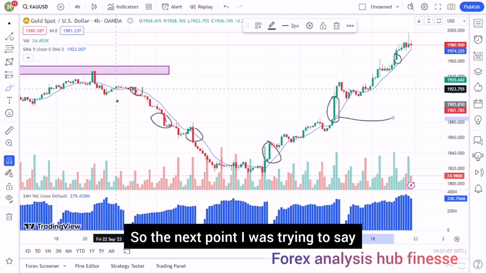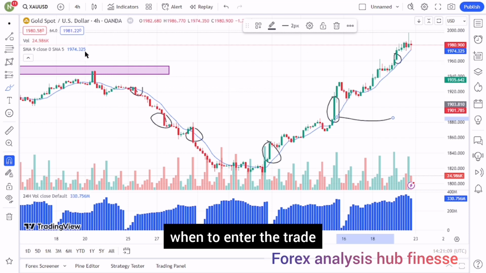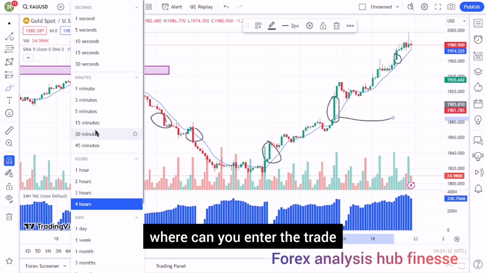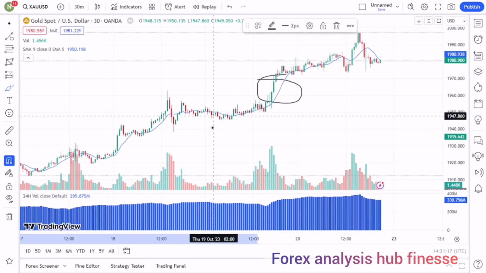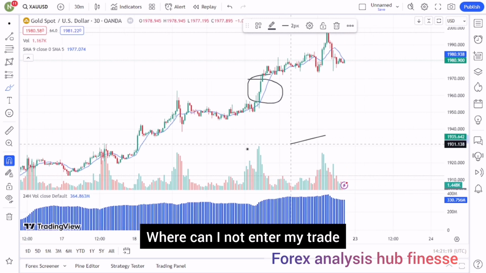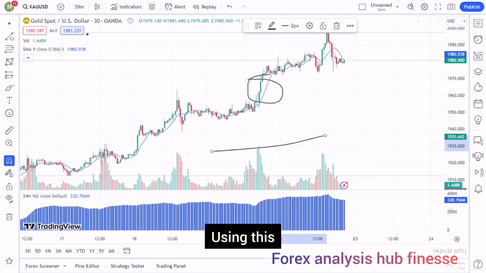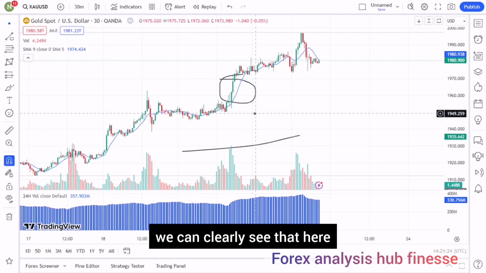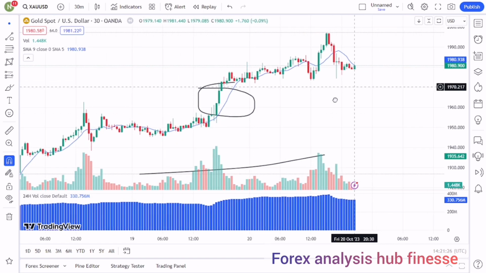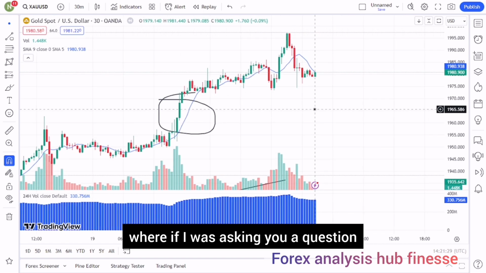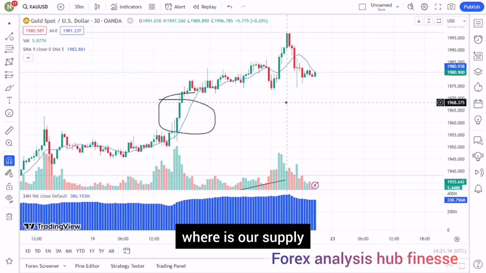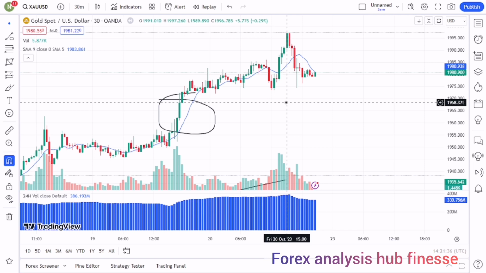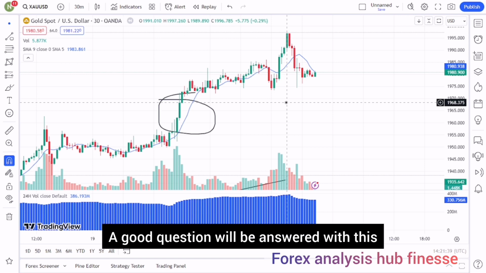So the next point I was trying to say is when to enter the trade. Using the 30 minutes time frame, you can see where I can enter my trade and where I cannot enter my trade. Using this, we can clearly see here, if I asked you a question between here and here, at this point, where is our supply, where is our demand? That is a good question.